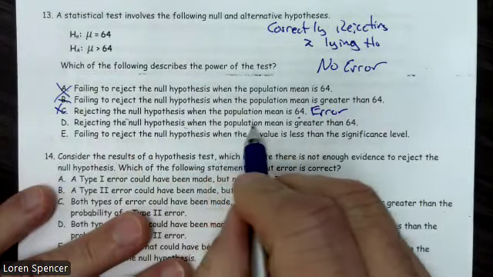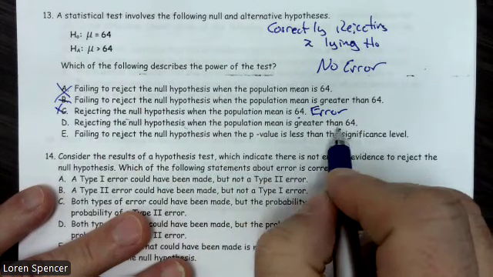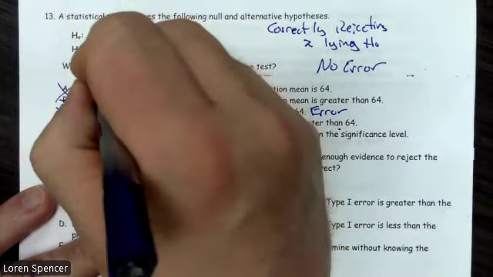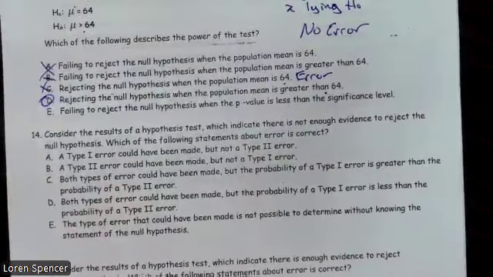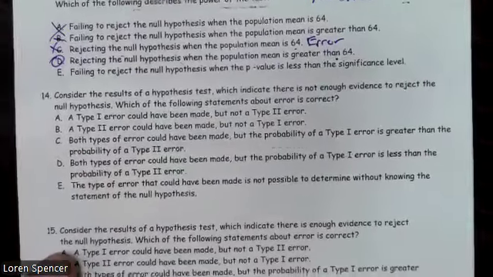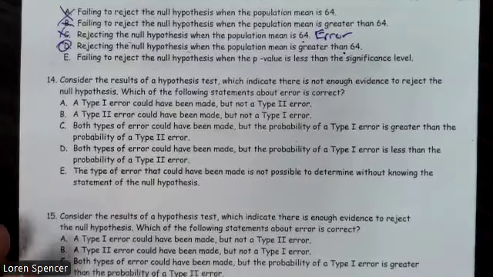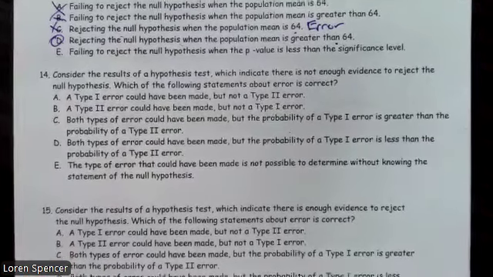Rejecting the null hypothesis when the population mean is greater than 64. We should reject this if it's greater than 64. That's power. Power is rejecting when you're supposed to. You did the right thing. You rejected the lying null. Always a good idea in life.